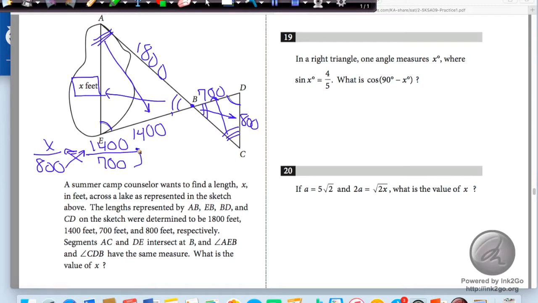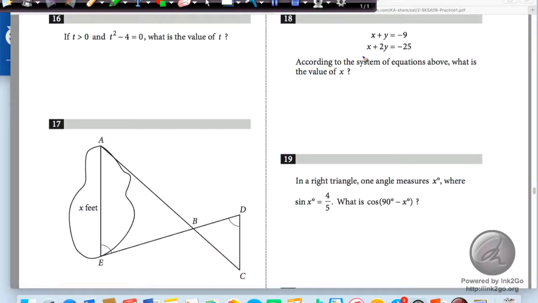But quickly think to yourself, well, how does 700 go to 1400? In order to do that, you're going to have to multiply by 2. So 700 going to 1400 is multiplying by 2. So I know that x is going to equal 1600, and that is my answer.